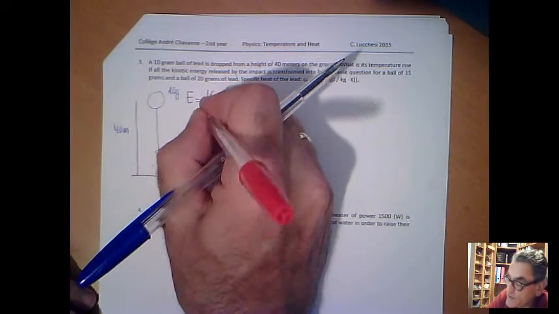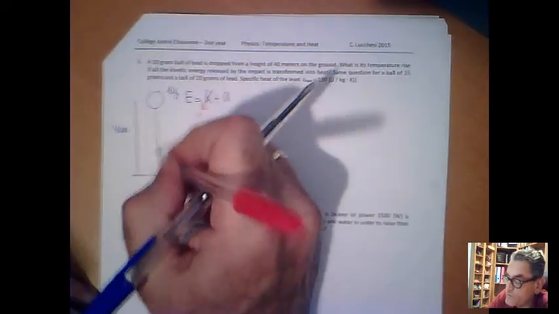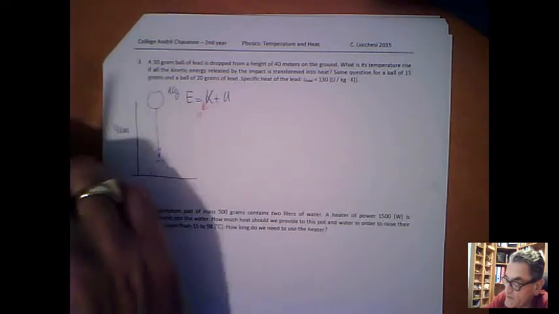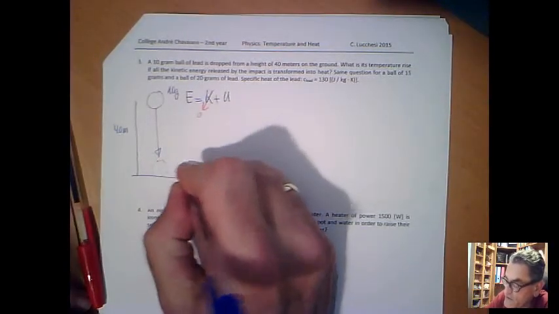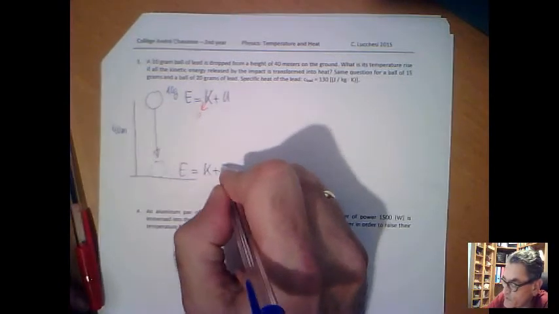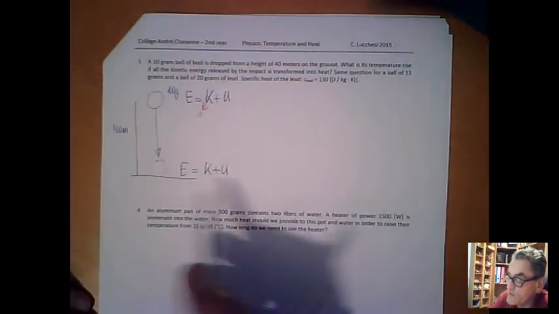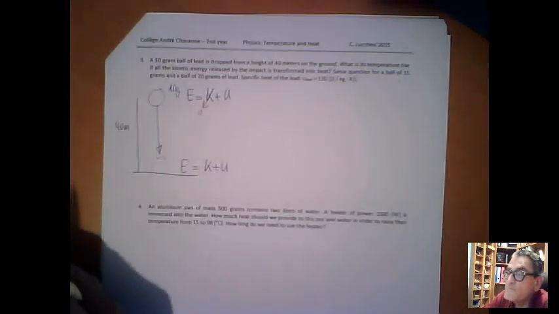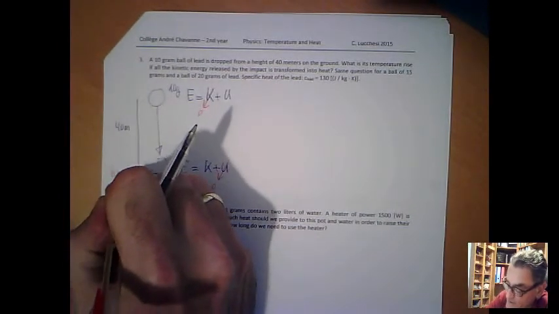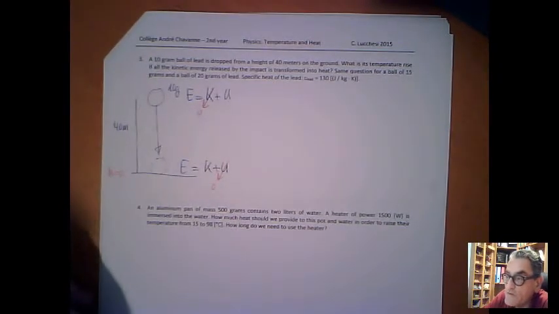Okay, the kinetic energy is 0 because we drop this ball of lead from rest. Okay, down here, the energy of the system is what? It's also formally K plus U, but is one of these 0? U is 0 because we have set the 0 of altitude at the level of the ground.